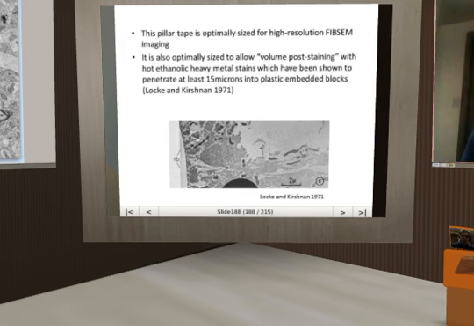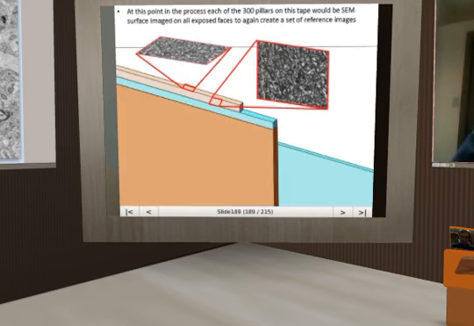This pillar tape is designed to be optimally sized for high-resolution FibSim imaging. It is also optimally sized to allow volume post-staining with hot ethanolic heavy metal stains, which have been shown to penetrate at least 15 microns into plastic-embedded blocks. This staining issue is very important if we want the fastest imaging rates.